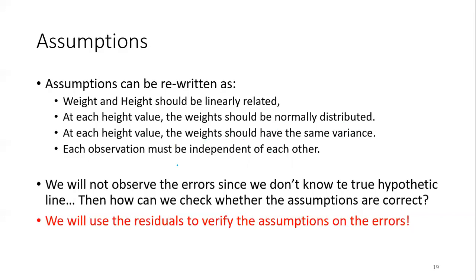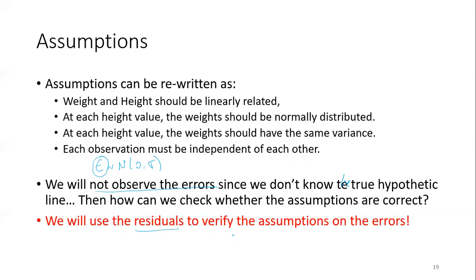So we have assumptions on the epsilon, right? Epsilon should be normally distributed with 0 and sigma and so on. But we will not observe the errors because we don't know the true hypothetic line. Then how can we check whether the assumptions are correct? Well, I don't know the error terms, but I will observe the residuals.